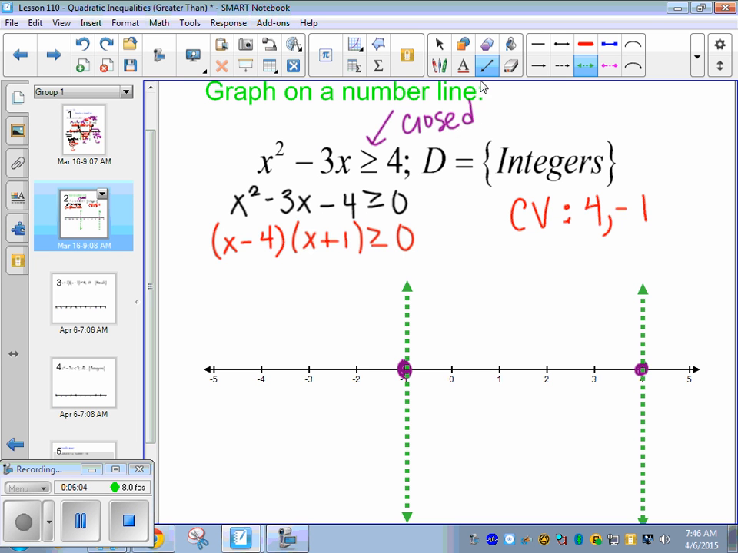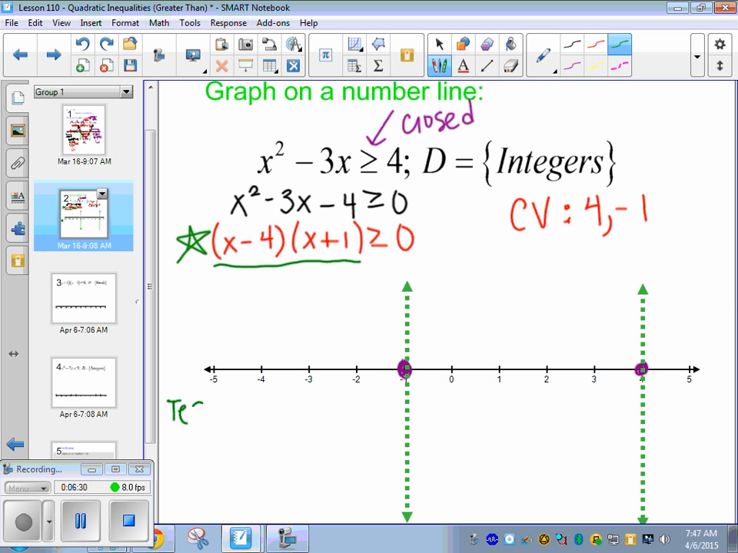When you test a point, it is easiest to go back to the factored form. It does work if you go back to the original equation, but let's get used to doing positive times positive, negative times negative, and look for whatever we're looking for. So in this problem, we are looking for positive numbers because this says greater than or equal to 0. So it's true if we get positive numbers. So a good number to plug in would be like negative 2.